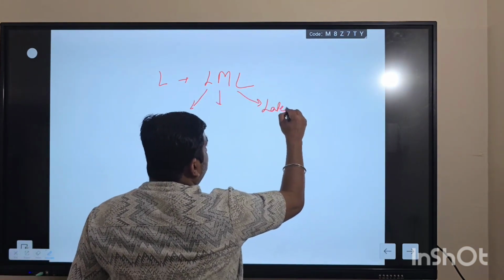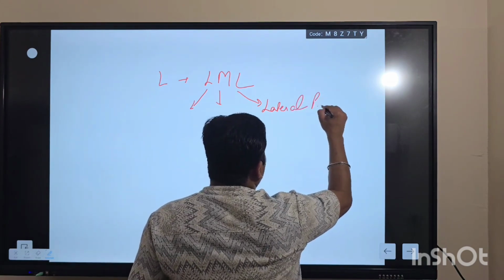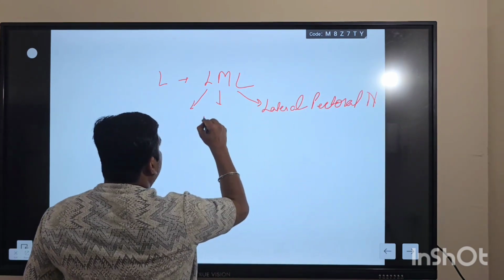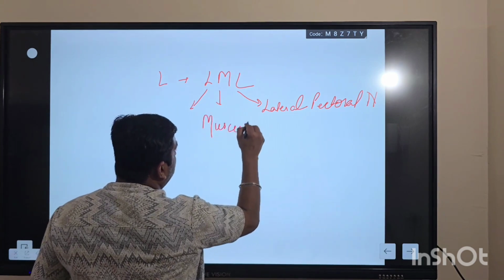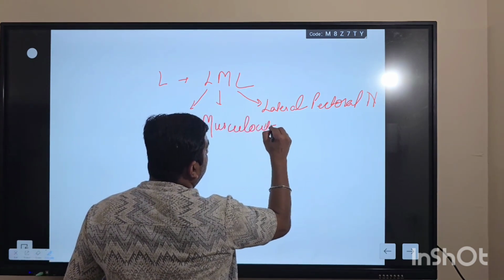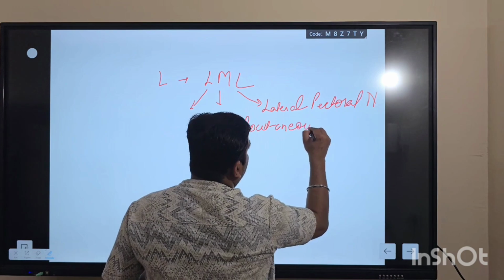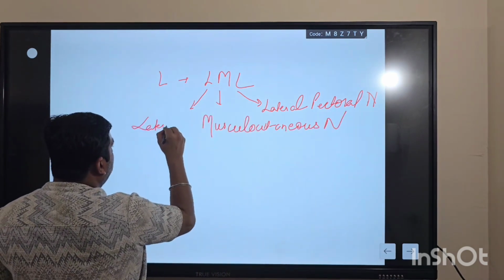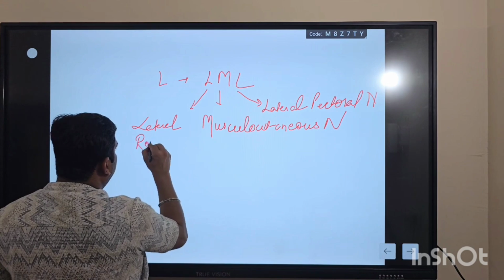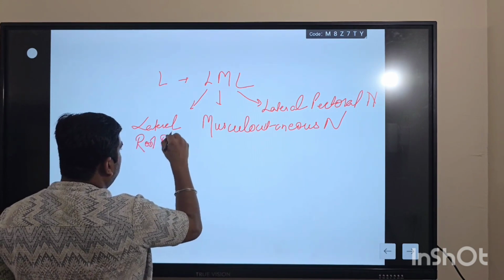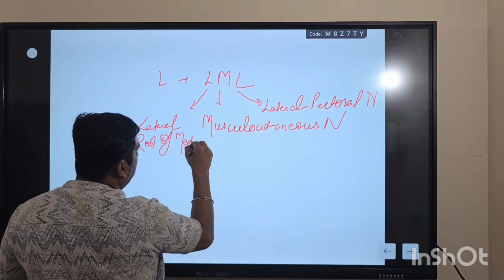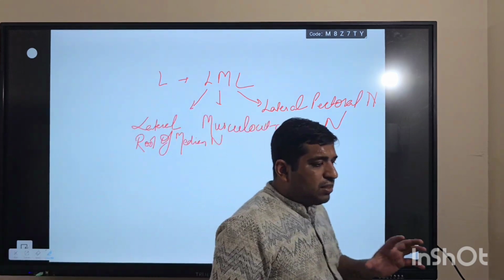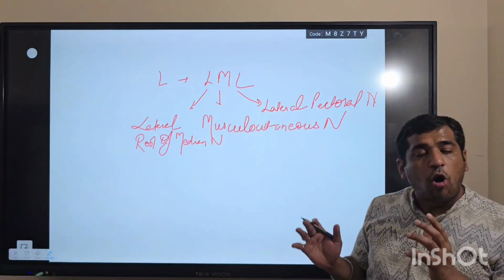lateral pectoral nerve, musculocutaneous nerve, and lateral root of median nerve. So these are the branches coming from the lateral cord.